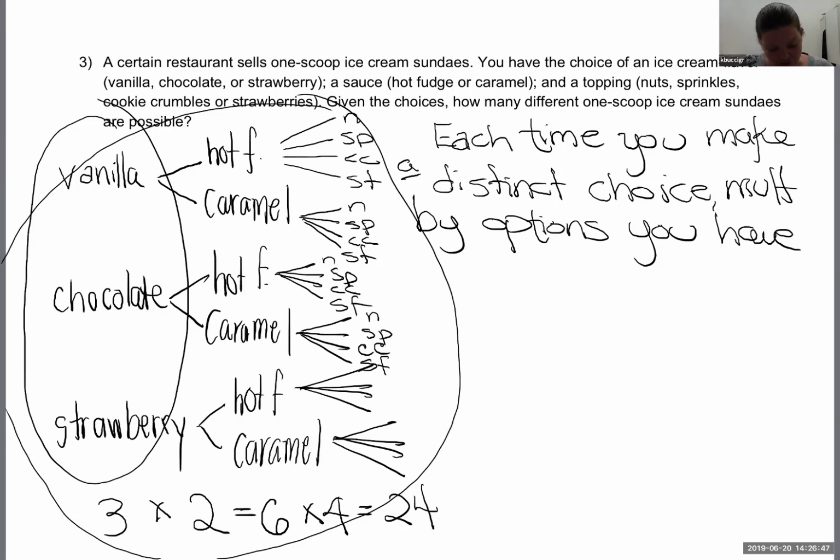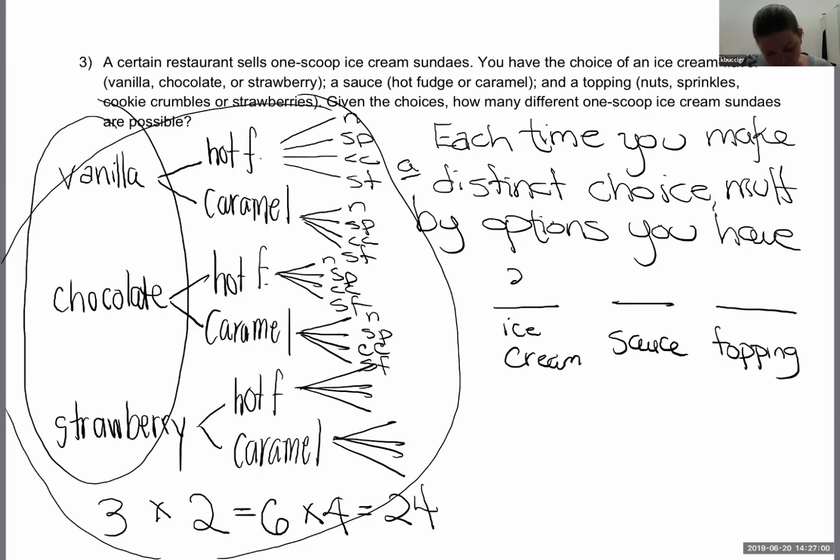So we're making 3 choices here. We're choosing our ice cream, we're choosing our sauce, and we're choosing our topping. And so the quick way to do this is just to say, well, there's 3 ice cream choices times the 2 sauce choices times the 4 topping choices. And there you go. 3 times 2 is 6, times 4 is 24. This is the shortcut method to deal with this.